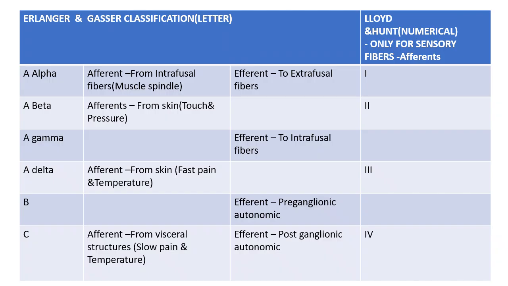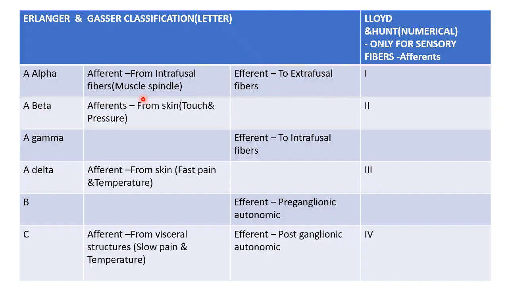Now, this slide tells you the functions of each nerve fiber. A alpha, I told you, is afferent and efferent. As afferent, it carries impulses from the intrafusal fibers, that is from the muscle spindle, and carries the signals to the spinal cord. It is a part of the CNS, like the brain. As efferent, it gives motor commands to the extrafusal fibers.